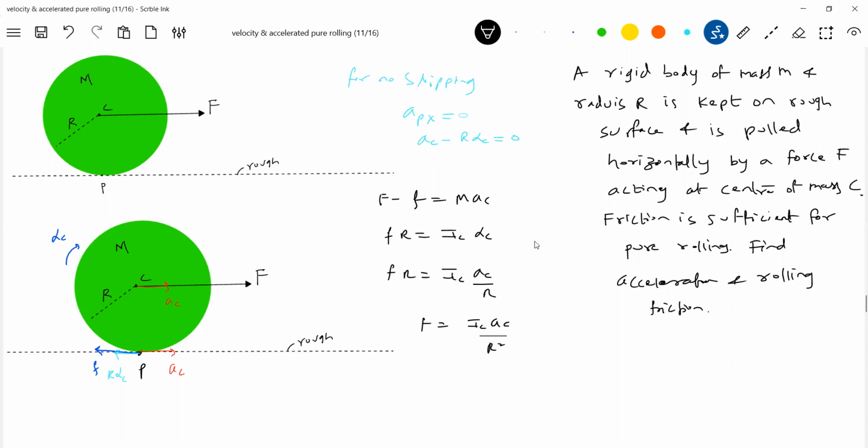Let me substitute this f here. Small f, capital F, please be careful. So this is equation 1, equation 2, and this is equation 3. Solving 1, 2, 3, we'll get the expression for friction. This friction I'll substitute in equation 1. Then we'll get I_C a_C by R square equal to m a_C. What is a_C, the acceleration of center of mass? F R square by I_C plus m R square.